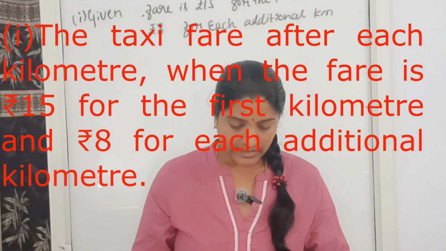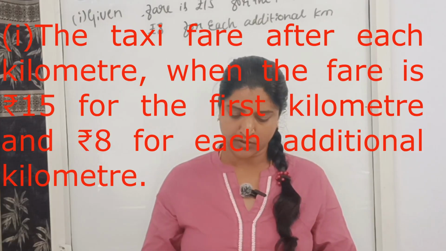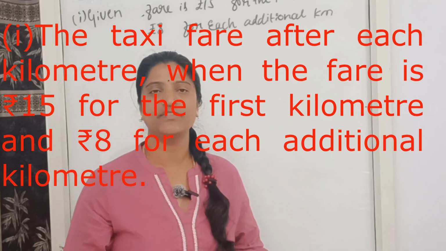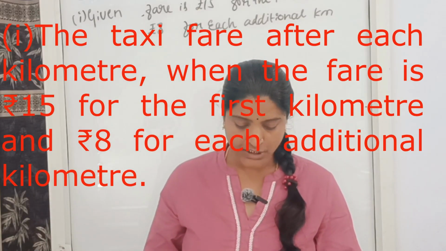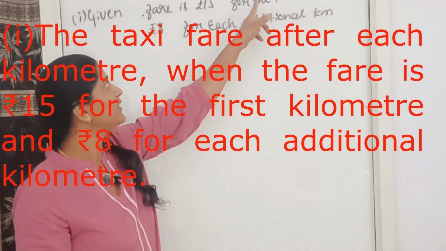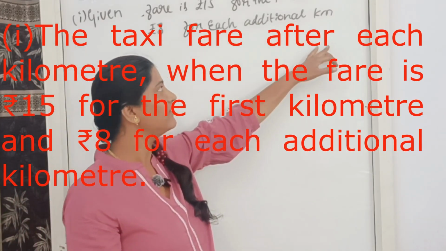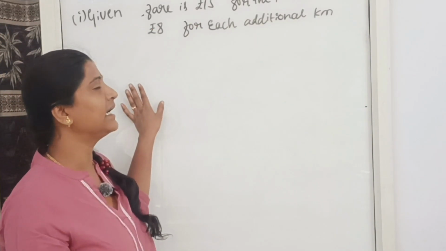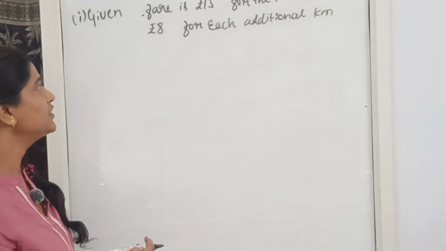The first question is the taxi fare after each kilometer, when the fare is rupees 15 for the first kilometer and rupees 8 for each additional kilometer. It is about a taxi fare or taxi bill. So what are they telling? The fare is rupees 15 for the first kilometer only. After that, for any additional kilometer we travel, we need to pay 8 rupees per kilometer. They are asking us to check whether it belongs to arithmetic progression or not. How should we check?